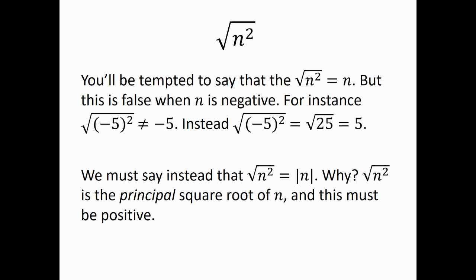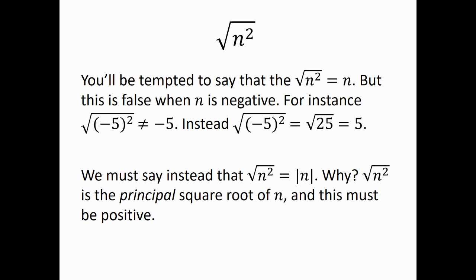You'll be tempted to say that the square root of, and again, when I say the square root, I mean the principal square root, you'll be tempted to say that the square root of n squared is simply n. This is false. In general, it is false quite specifically when n is negative. For instance, the square root of negative 5 squared is not equal to negative 5. It cannot possibly be equal to negative 5 because that radical symbol always returns the principal square root, which is non-negative.